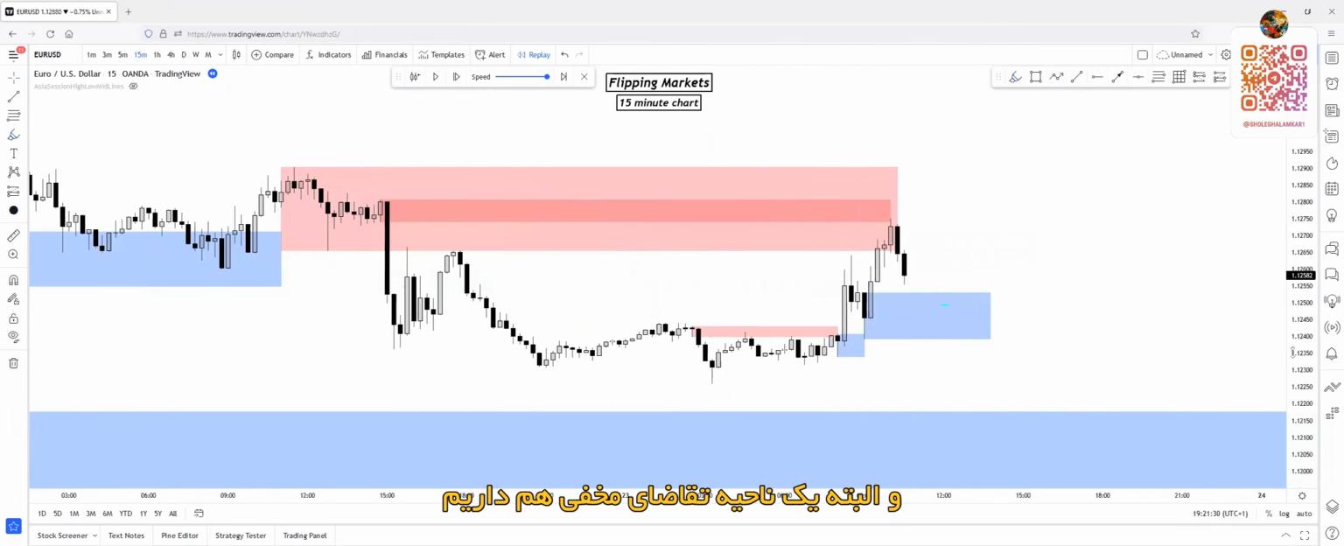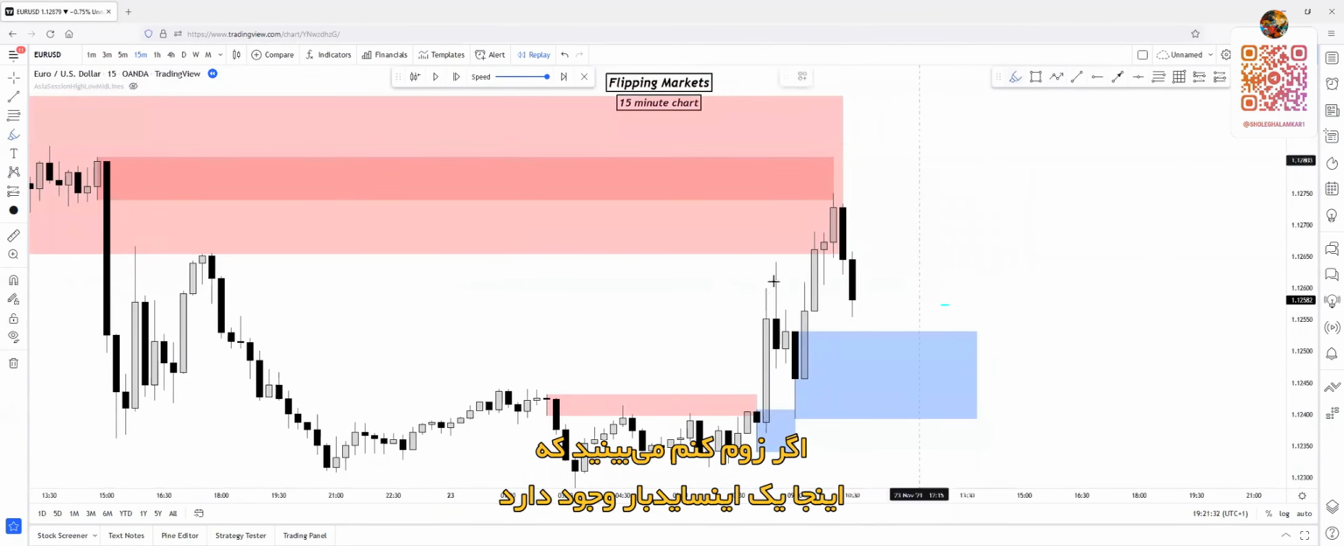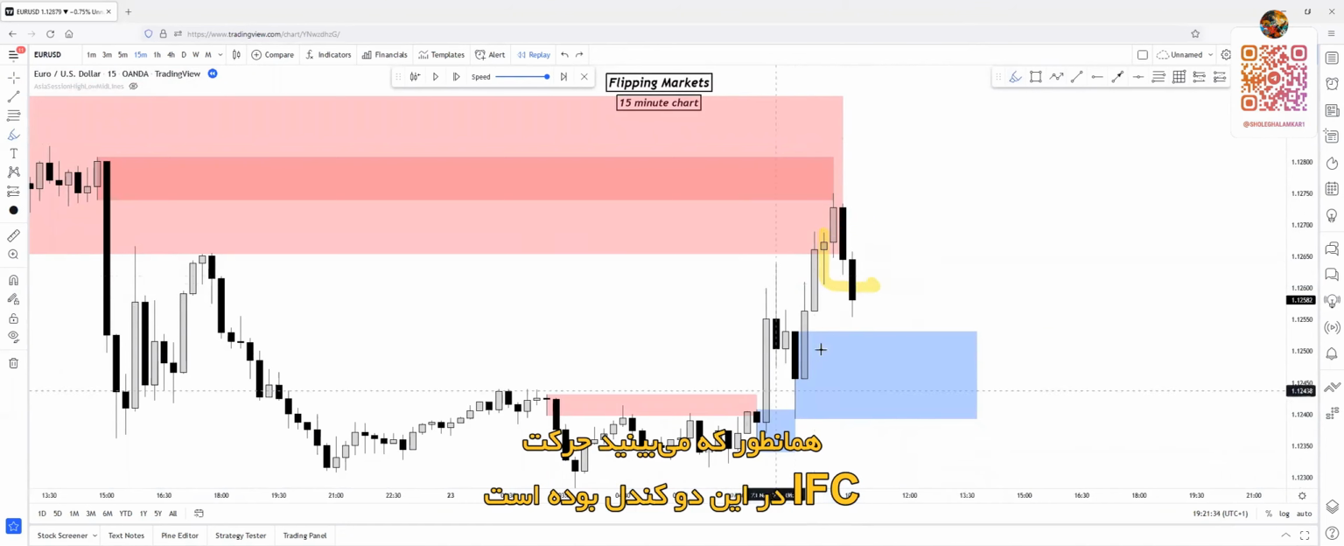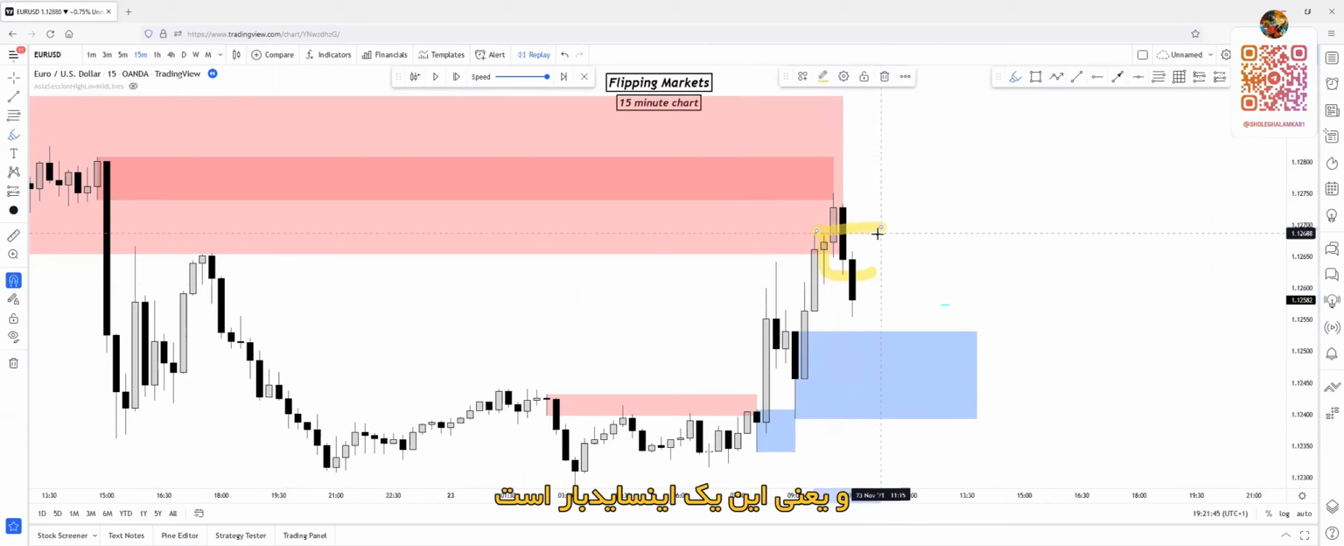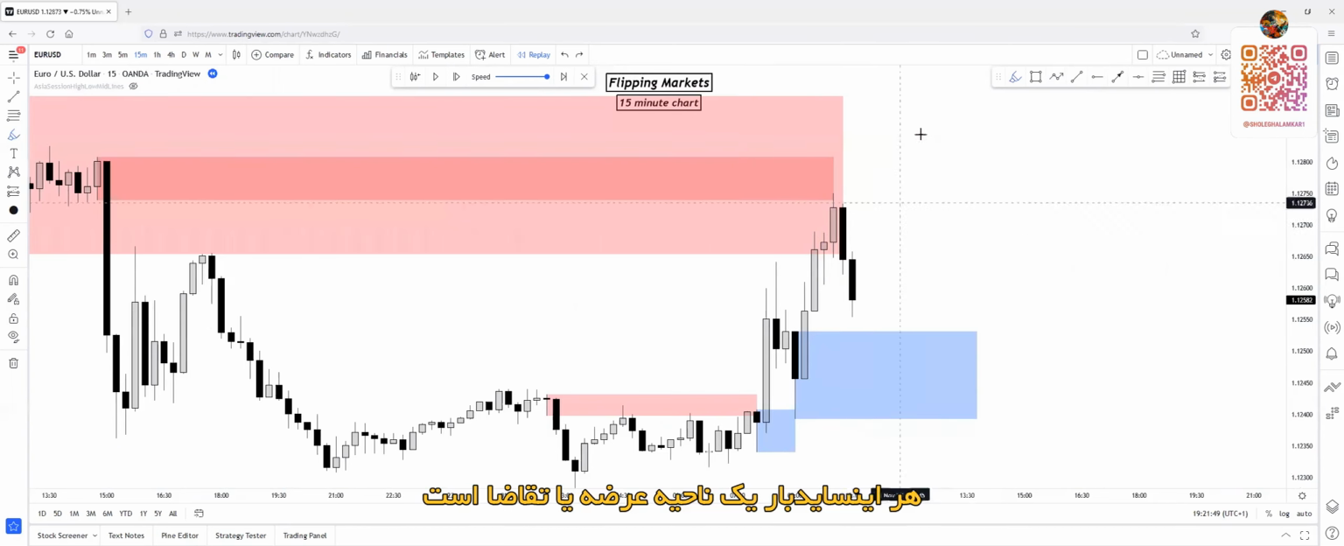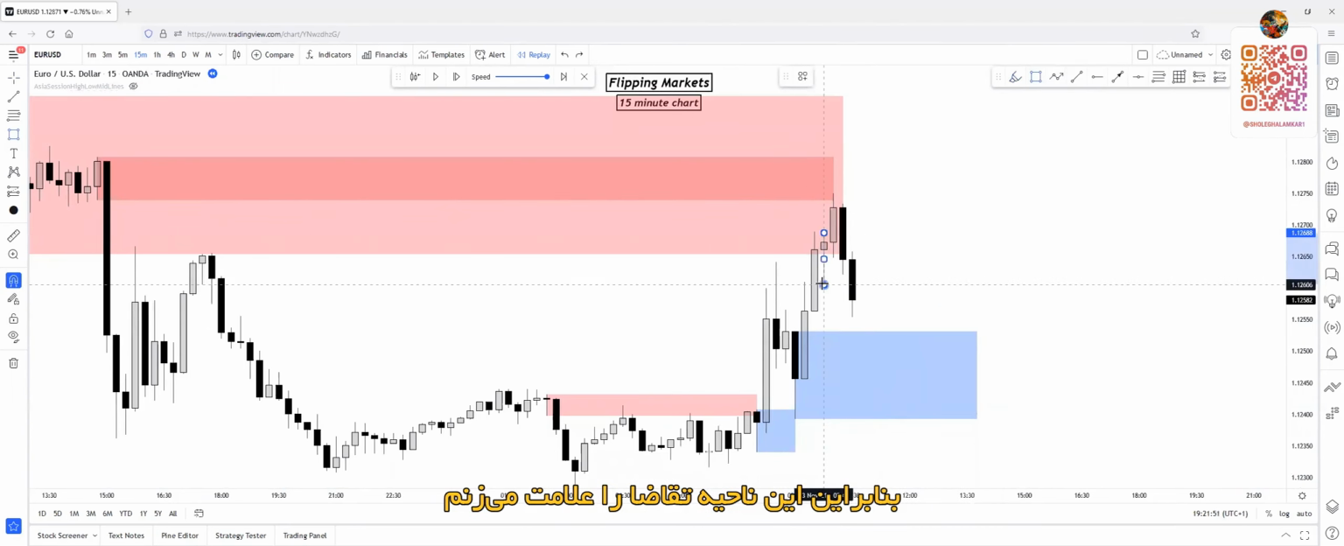If I just zoom in, you will see that here's an inside bar. As you can see, inefficient push came into the market from these two candles, and this candle closed lower than the last high of the previous candle. So this means this is an inside bar, and we have a rule for this. Every inside bar is a supply or demand zone. So I will just mark this demand zone out.